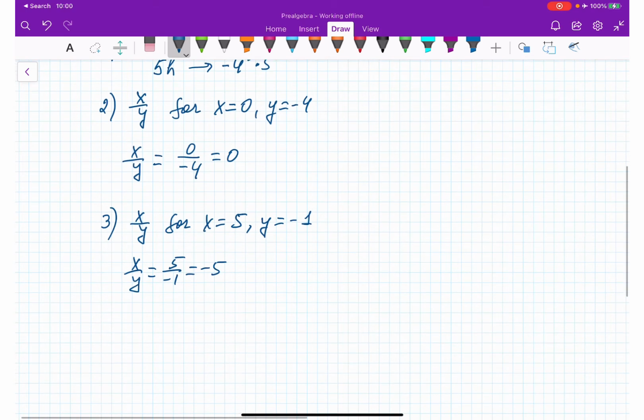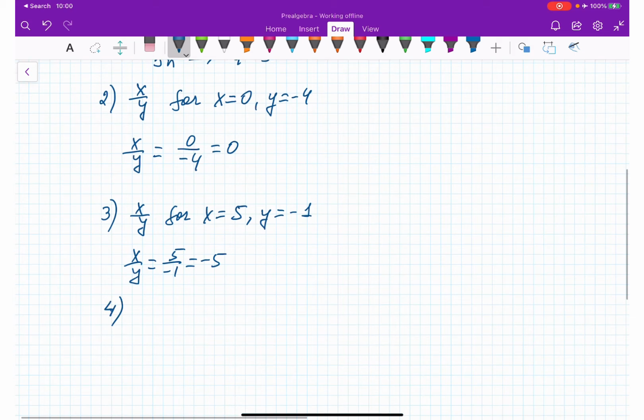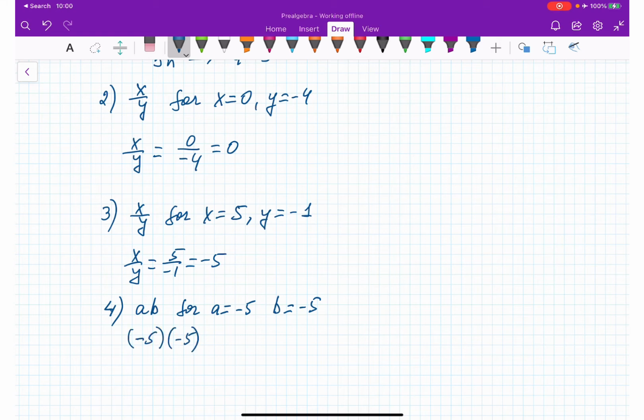Question number 4. Evaluate ab for a is equal to negative 5, b is equal to negative 5. So it's going to be negative 5 times negative 5, right? And this is going to be our ab. And the result will be positive 25.